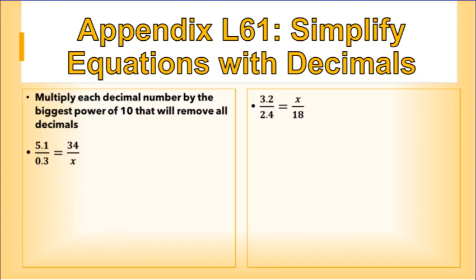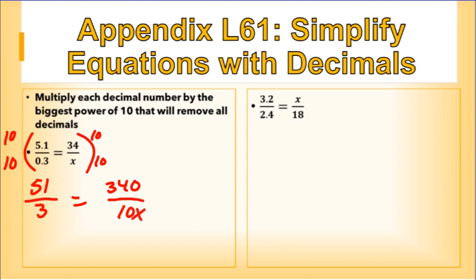And our final set of problems. Doing the same thing, but now we have ratios here. So in order to get rid of the decimals, we'll do the same thing. There's only one decimal place, so I'm going to multiply both the numerator and the denominator by 10. So that'll give me 51 over 3 equals 340 over 10x. And now we can solve for this one.